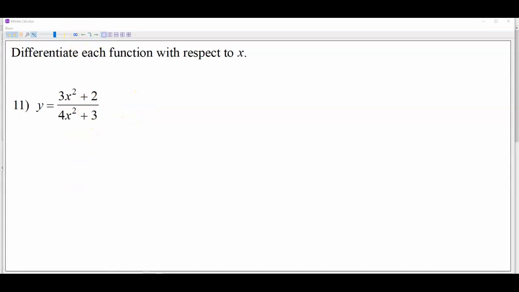All right, now this is a quotient rule. Anytime you have something over something and you want to find the derivative, you guys know this one pretty well by now. We've been doing this one a lot this year.